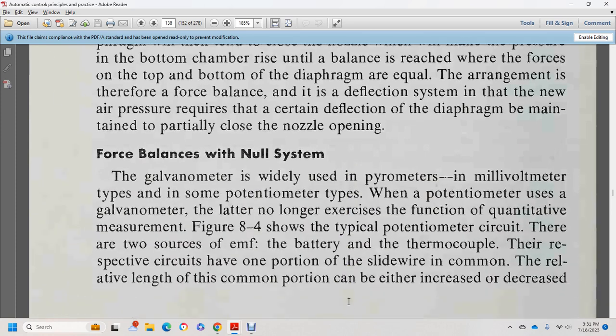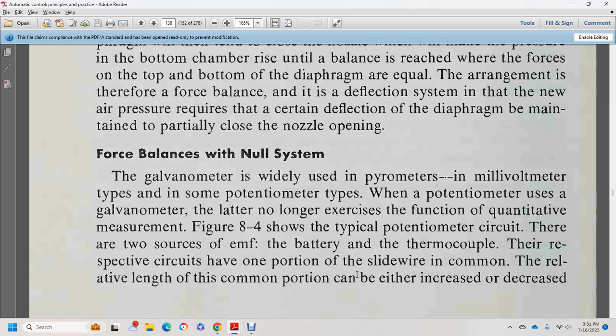The force balance for the null system: the galvanometer is widely used with the pyrometer, with the millivoltmeter types and some of the potentiometer types. When the potentiometer uses the galvanometer, the galvanometer no longer exercises the function of measuring the quantity. Figure 8.4 shows the typical potentiometer circuit with two sources of EMF, the battery and the thermocouple.